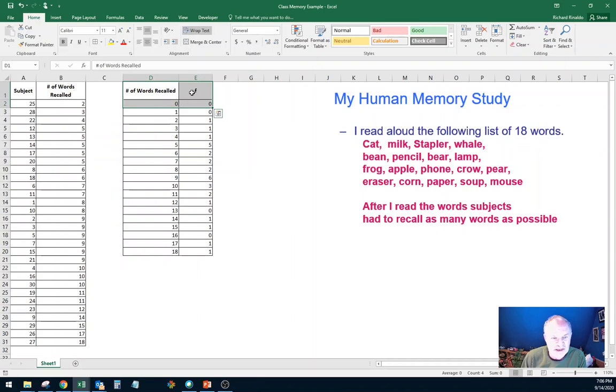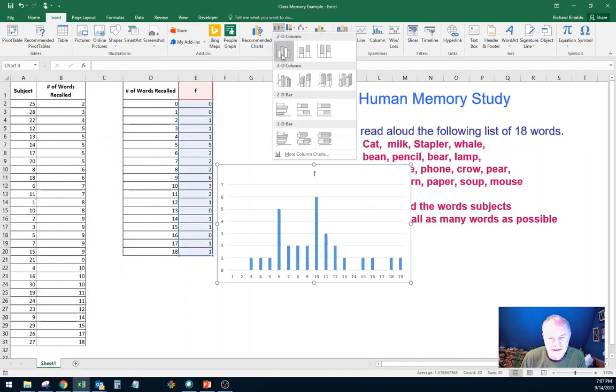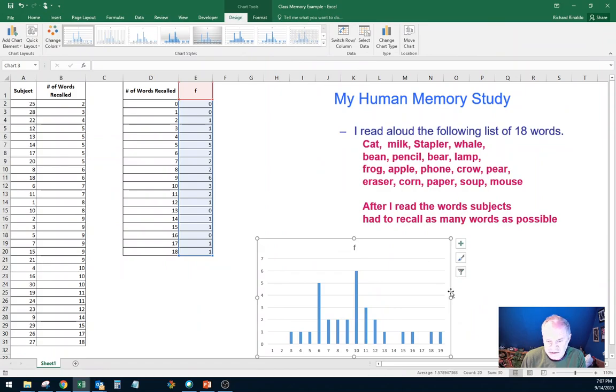Now, you don't have to know this, but I'm going to throw this into a graph so I can create a visual. Don't worry about this, you're not responsible for this. So I'll just create this. And there's my frequency distribution. I need to fix my select data.